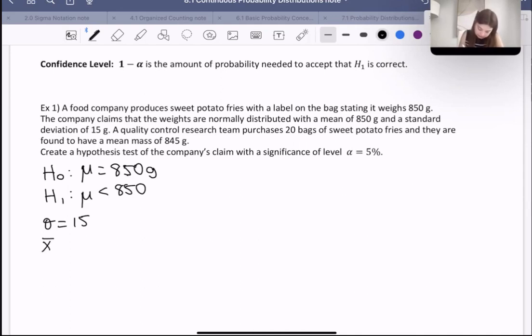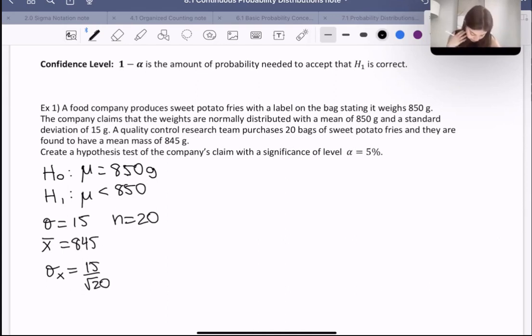And the sample mean from this sample of 20 is 845. So in that case, what is the standard deviation of our sample? Well, that's going to be 15 over root 20. Actually, something else I should mention here is n is 20. So I'm going to slow down a little bit. Sigma being 15, we got from the question. N being 20, we got from the question, because there's 20 bags of chips we're testing, and n is just the number of trials we're doing.